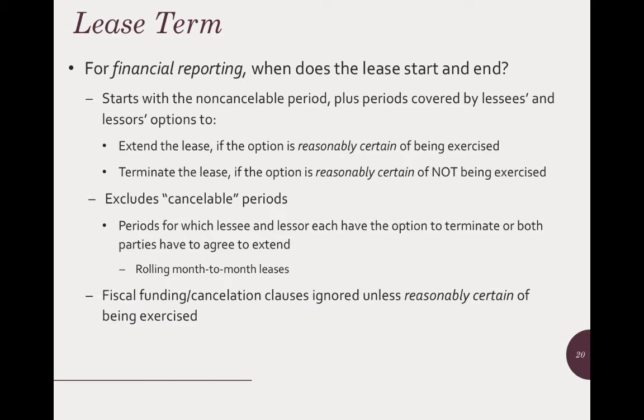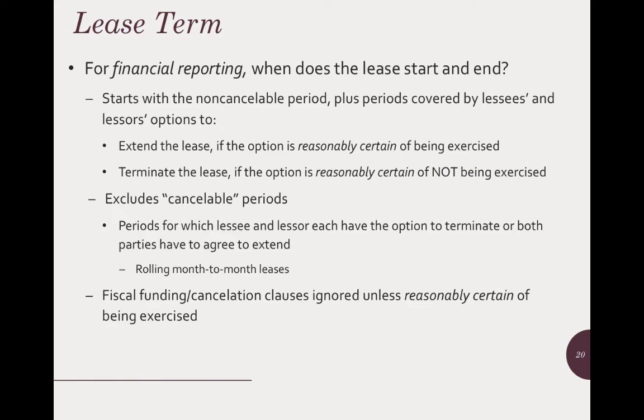For cancelable periods, those are those in which the lessee and the lessor both have the option to terminate, or where both parties have to agree in order to have an extension. Those are not included in the lease term, and that includes excluding these rolling month-to-month leases where essentially the two parties have entered into a long-term contract, but they structure it as a lease that renews itself at the end of every month. So it's like a series of 1-month leases. And that concept is important to remember when I talk to you about what's called short-term leases under Statement 87.